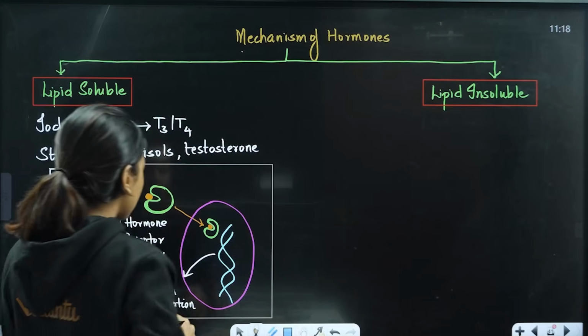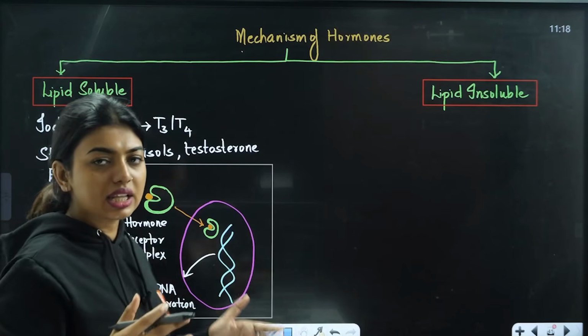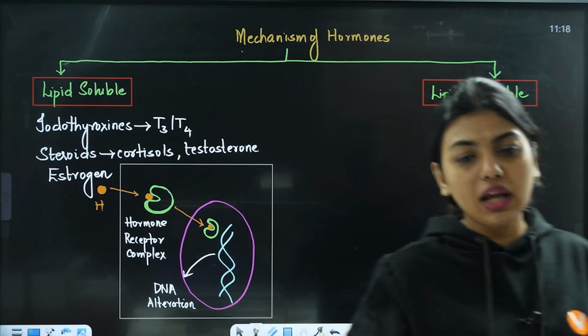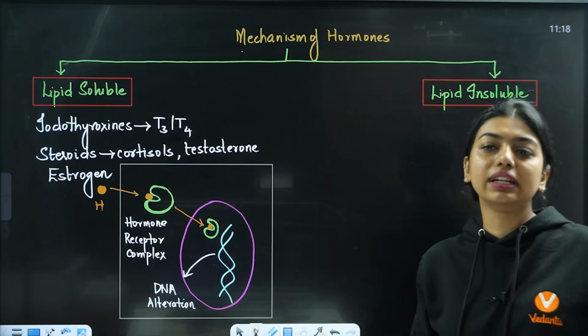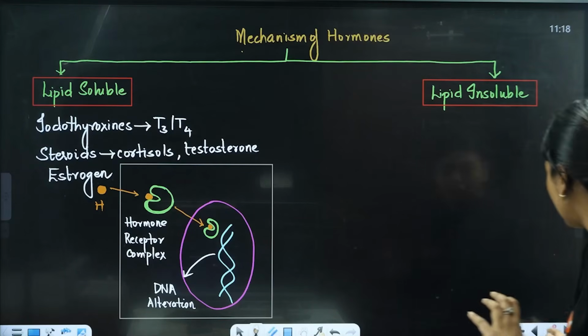Now let's say progesterone has entered, it wants to thicken the endometrium lining, but it is going to enter inside directly.